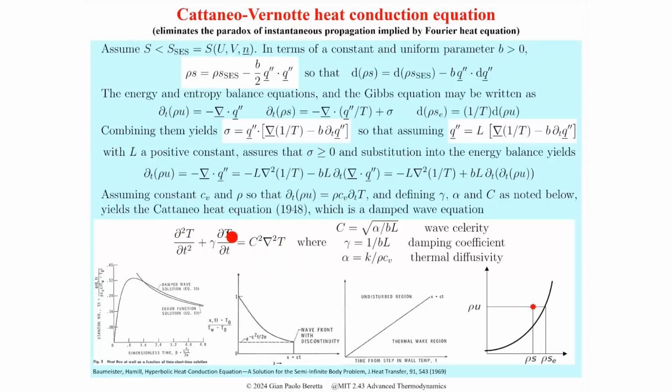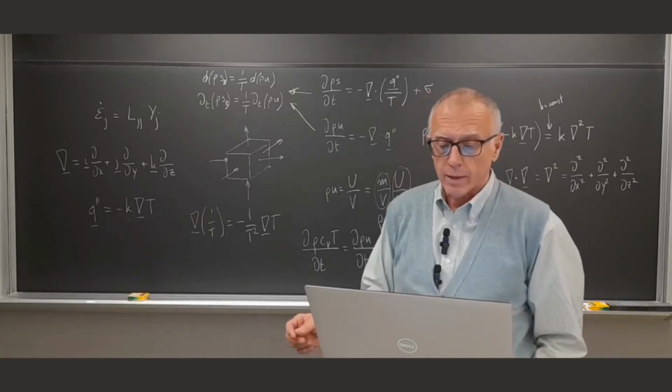So in other words, you obtain an equation with the second derivative with respect to time of the temperature, the first derivative with respect to time, and then the usual Laplacian. If you didn't have that term, you would have the standard Fourier equation. But with that term, things change, and it becomes a damped wave equation. And it actually fixes a problem.